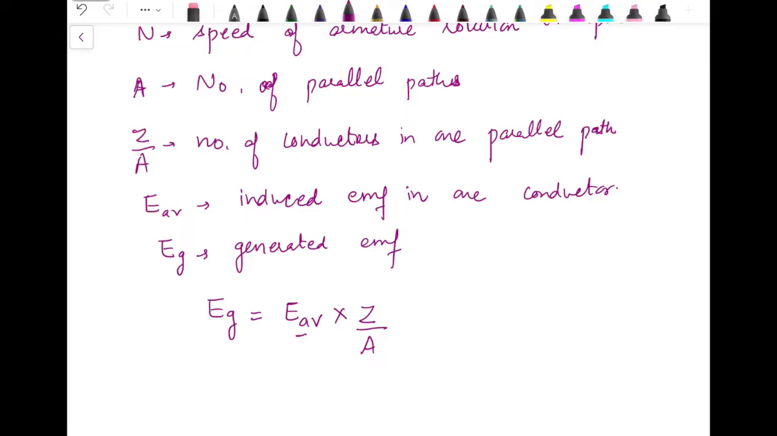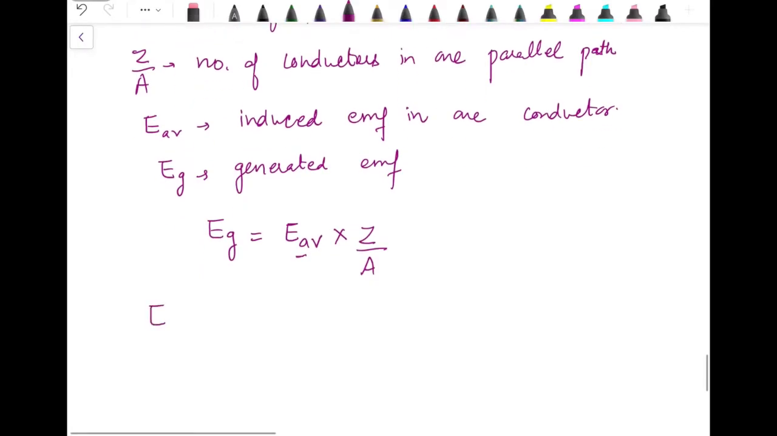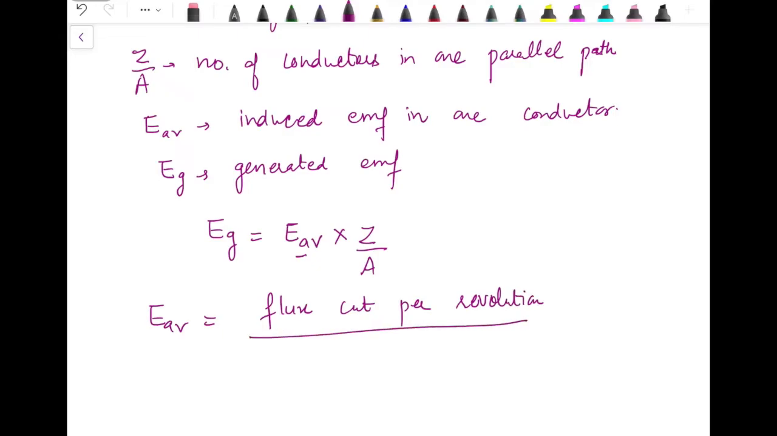Now we need to find out what's the value of this E average. This E average will be equal to flux cut per revolution upon time taken for one revolution in seconds.